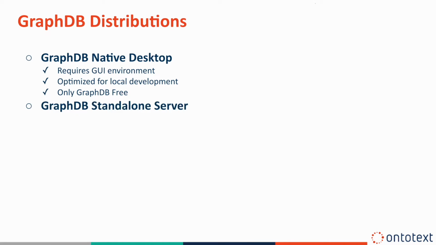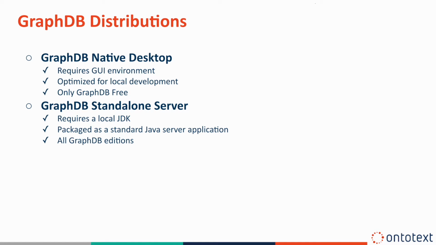The GraphDB Standalone Server is a standard Java application distribution. It requires a locally installed Java version. All start-stop scripts use a command line interface. All additions are available through this distribution.